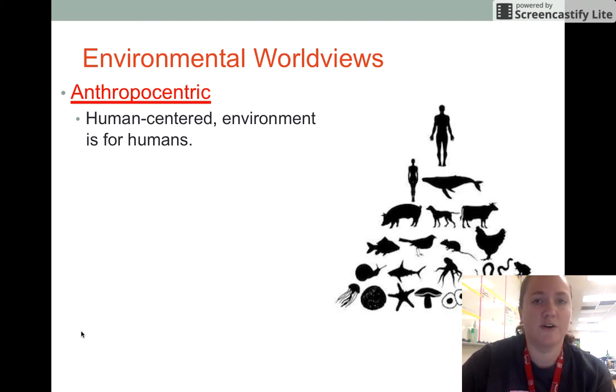So looking at a couple different environmental worldviews, anthropocentric is human-centered. Anytime you put anthro in front of something, that makes it about humans, like anthropology. So this view is that the environment is here for us to use. And then over in the diagram, you see that humans are at the top.